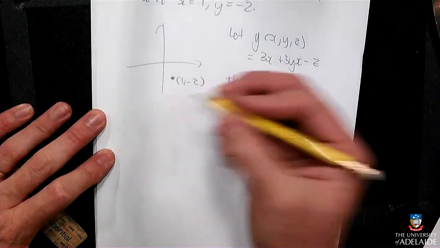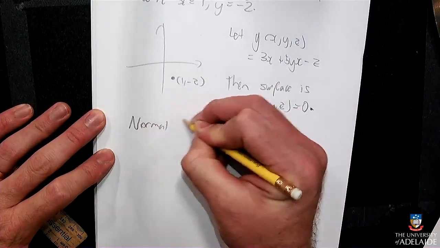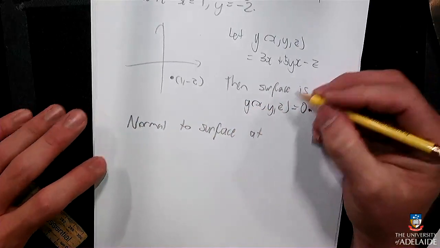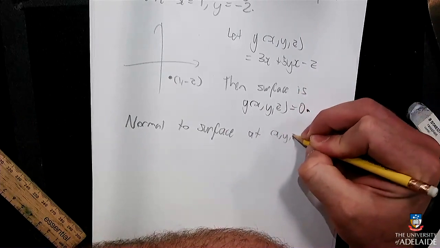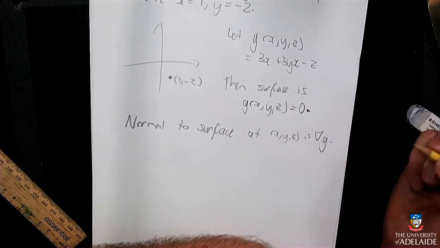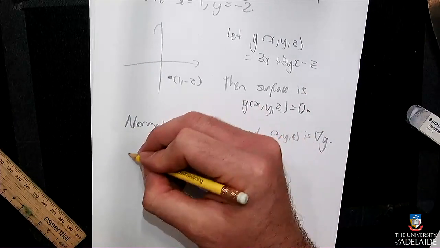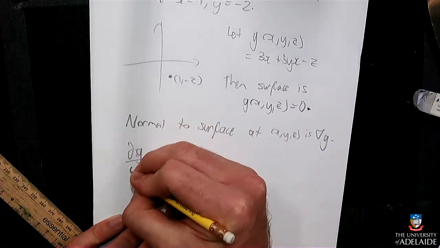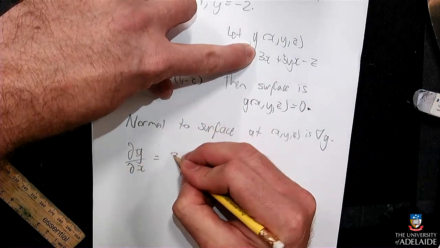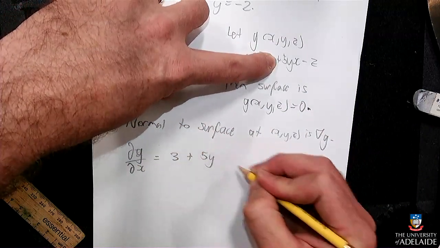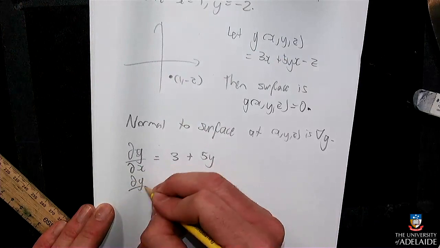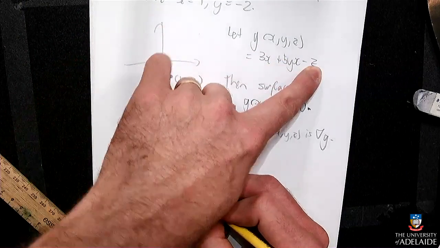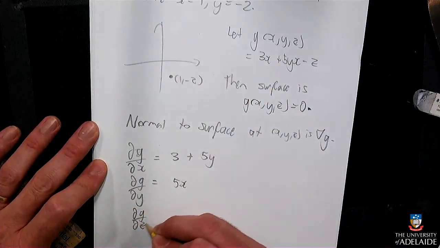So, a normal to my surface at any point x, y, z is the gradient of g. So let's see. dg on dx is 3 plus 5y, and that doesn't have an x. dg on dy is 5x, that doesn't have any y's, and dg on dz is negative 1.